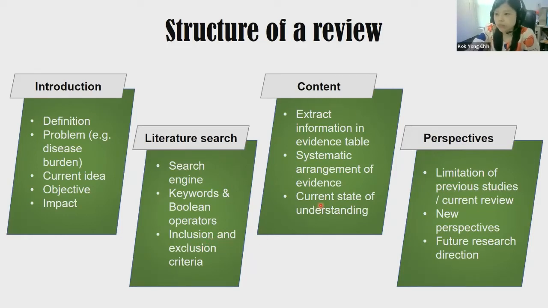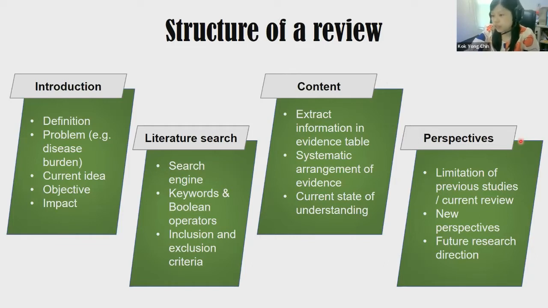also systematic review. Okay, so for the content, you need to extract the information into an evidence table. So I would suggest that the evidence table will definitely help you. Okay, and then you can also systematically arrange your evidence and provide the current stage of understanding. And finally, give some perspective.